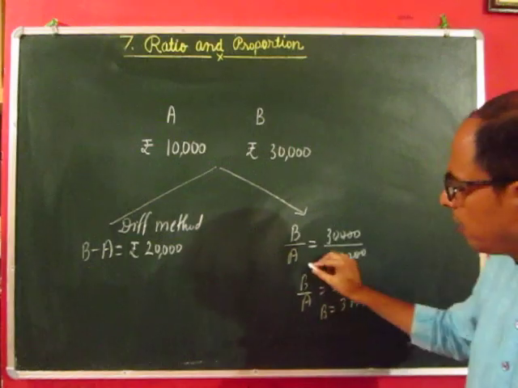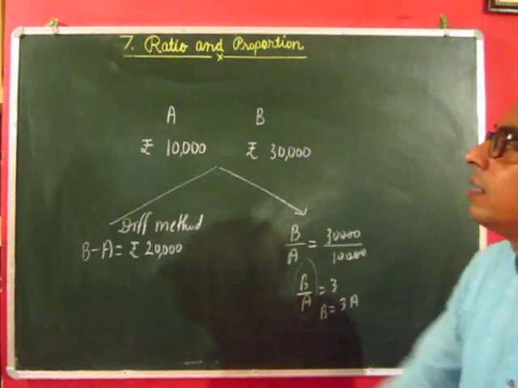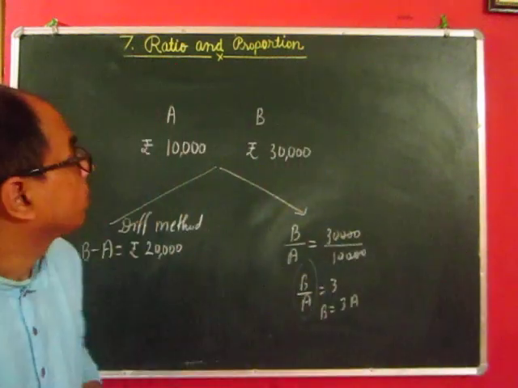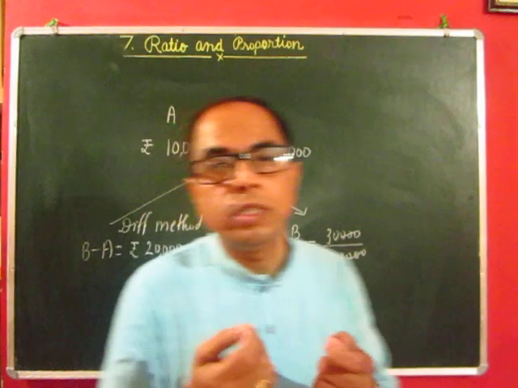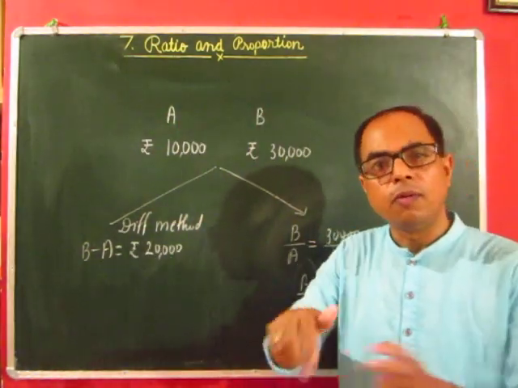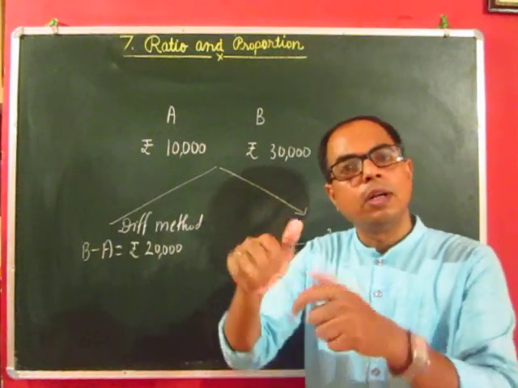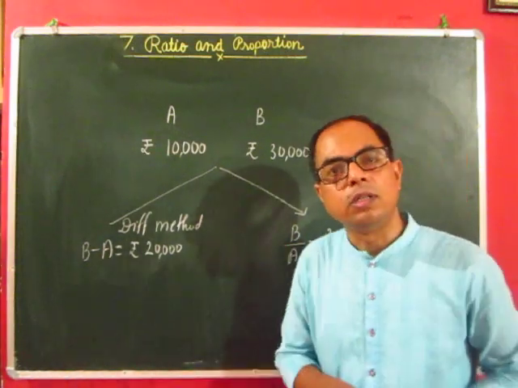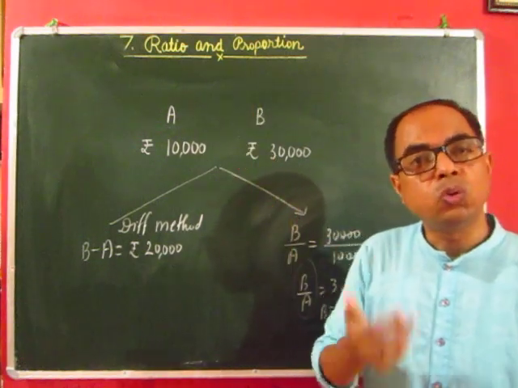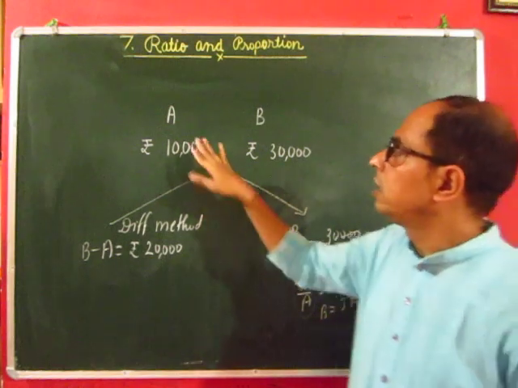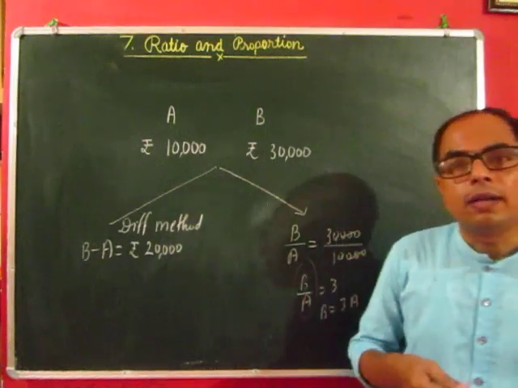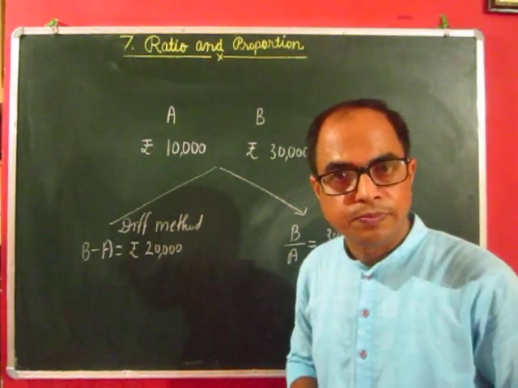So this fractional method is known as ratio. So I think you have got the meaning of ratio. Ratio is a method of comparing two quantities. Later we will see that it is also used to compare three quantities, or more than three quantities also. But the condition is these two quantities must be of same kind and must have same unit.